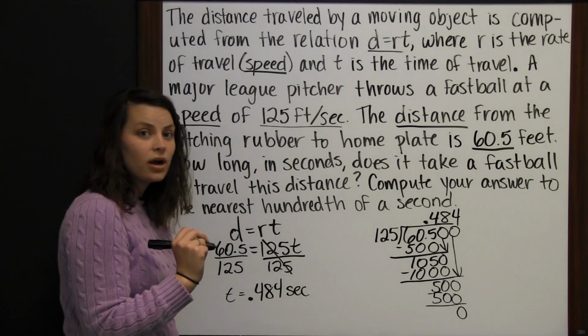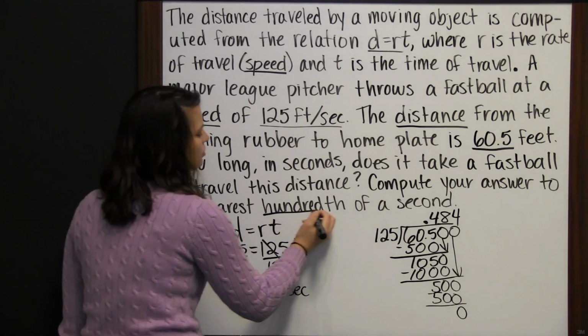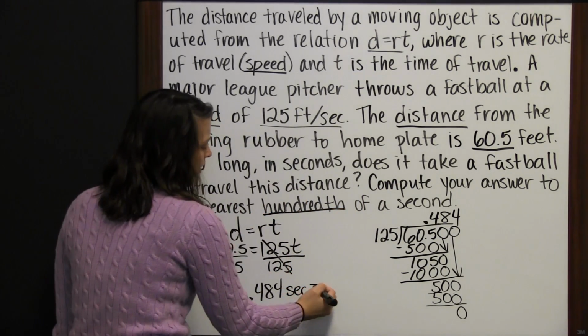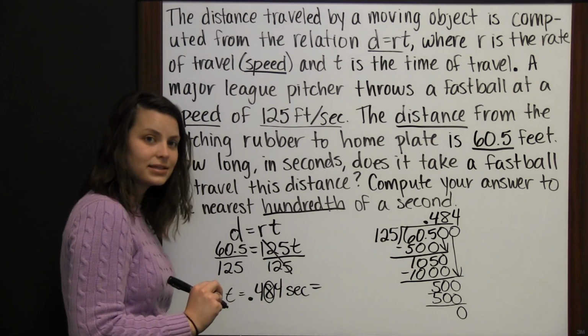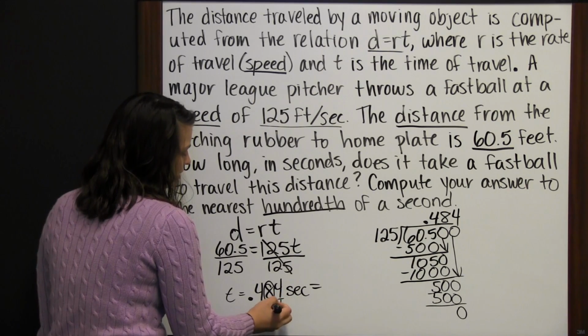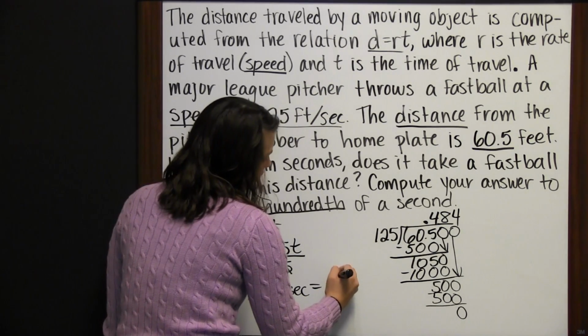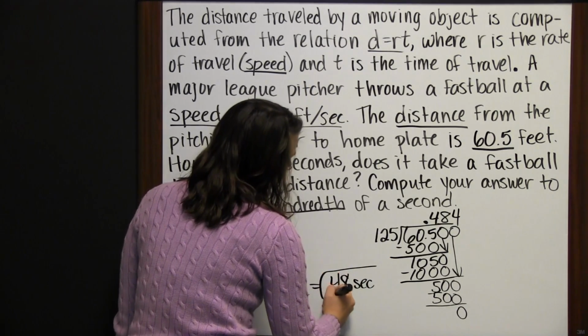But if we go back to our instructions, it said to compute your answer to the nearest hundredth, which means I need to round this to the hundredths place. The 8 is in the hundredths place, and that 4 tells the 8 to stay the same. So it's simply 48 hundredths seconds.